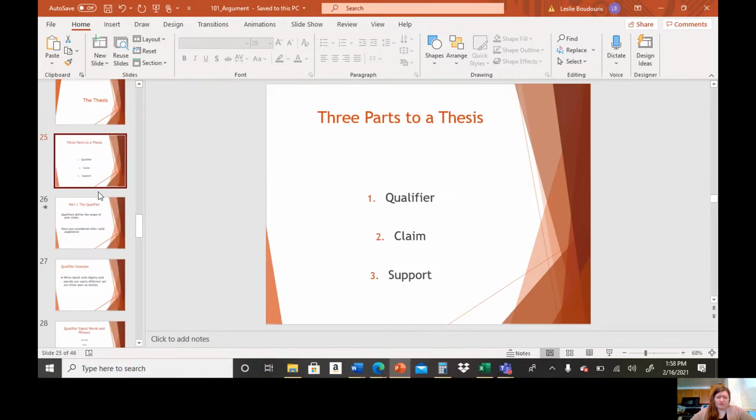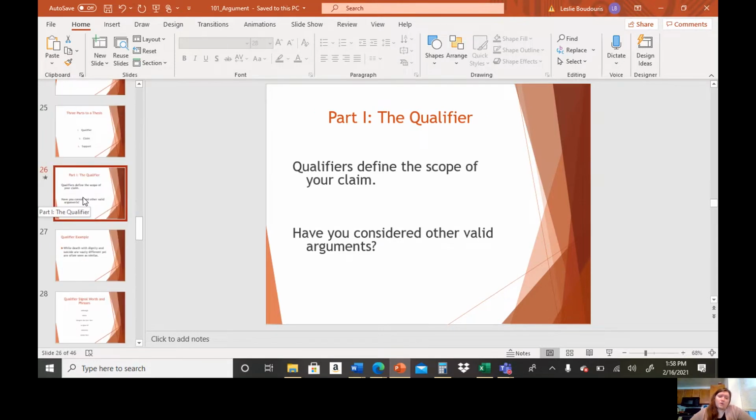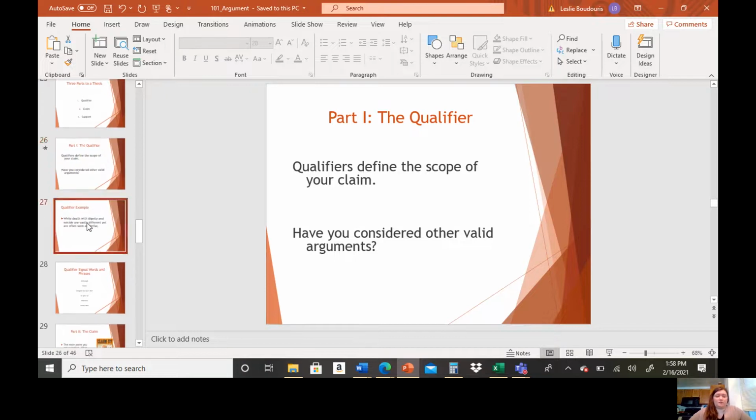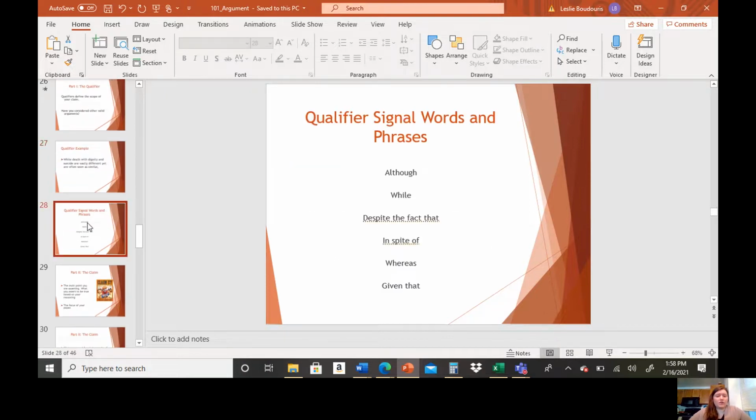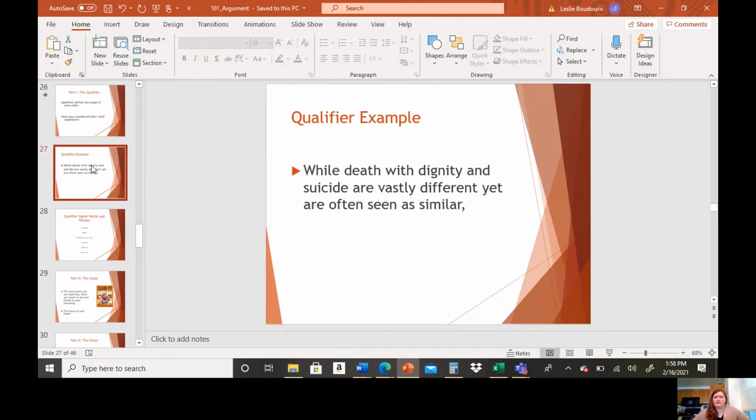So 25 talks about the thesis. There are three parts to the thesis. Part one is the qualifier. The qualifier kind of defines the scope of your claim, thinking about have you considered other valid arguments. So usually they're going to have some type of word such as although or while or despite the fact. Again, it's going to think about what other aspects of it have you thought about.